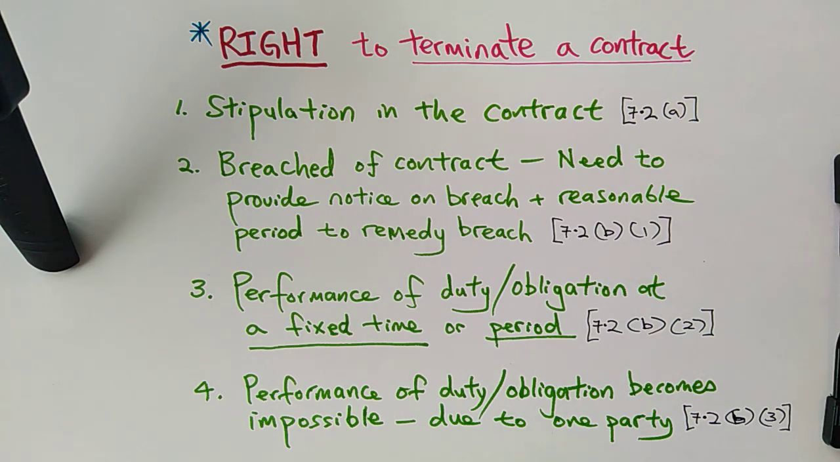Termination of Contracts. This is the part in your book, beginning from pages 31 up to page 33. Alright, pages 31 to 33. And this all comes under section 7, subsection 7. Title of contract: termination of contract. Pages 31 to 33.